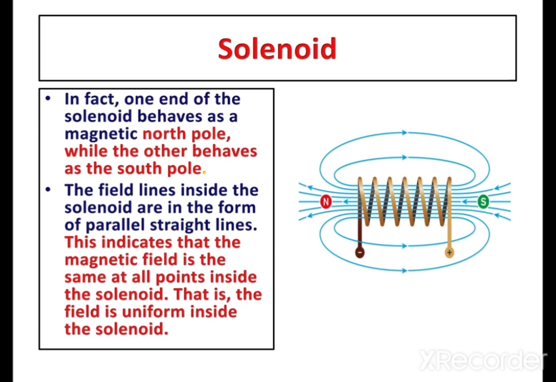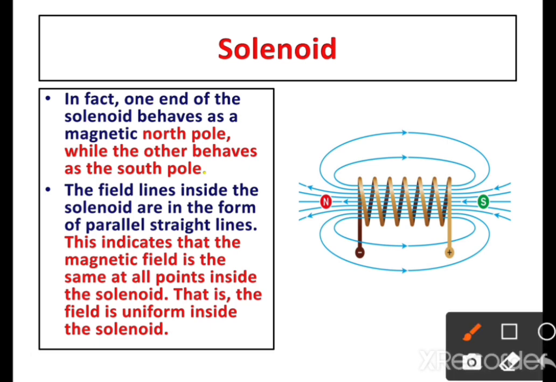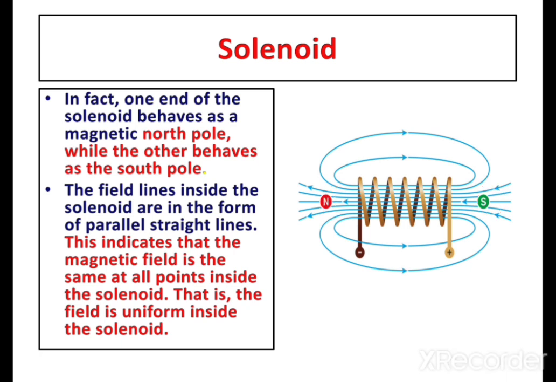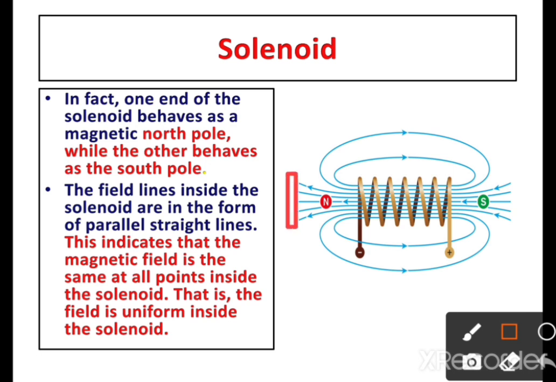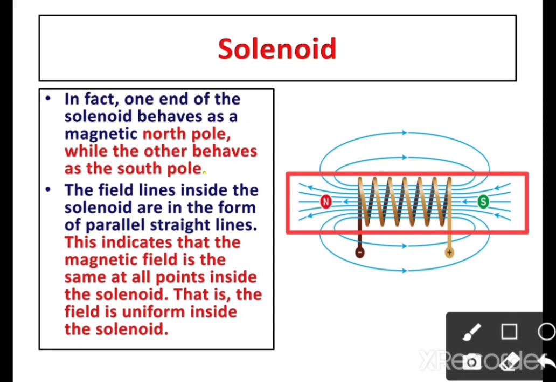If you take a solenoid, the solenoid has two poles, north and south, the same as a bar magnet. But inside of the solenoid, all the magnetic field lines are parallel and straight lines. These parallel and straight lines indicate that the strength of the magnetic field is the same at all points. That means the magnetic field is uniform.